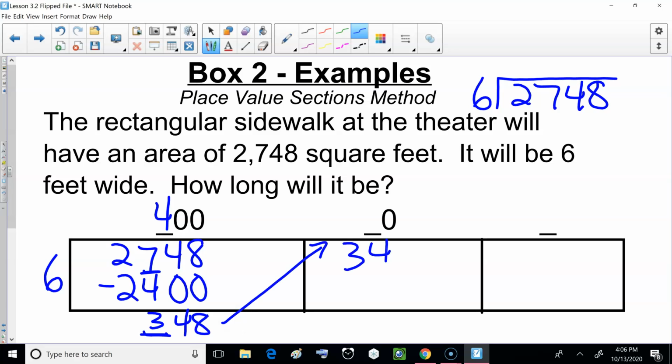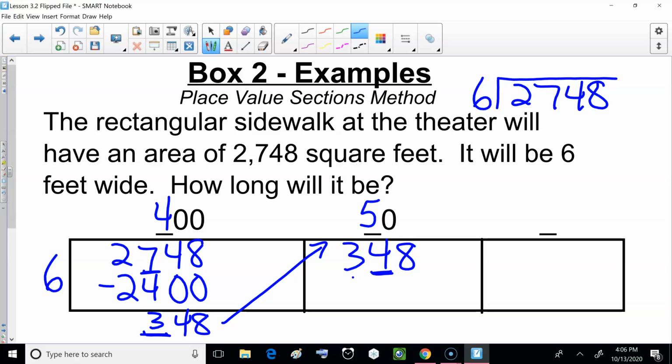So I'm going to write 348. I'm going to underline my tens place value. So now those hundreds get turned into tens. So now I have 34 tens. 6 can go into 34 how many times? Well, 6 times 5 is 30. So that's pretty close. What about 6 times 6? That's 36. That's too many. So I'm going to have to go with a 5 right here.